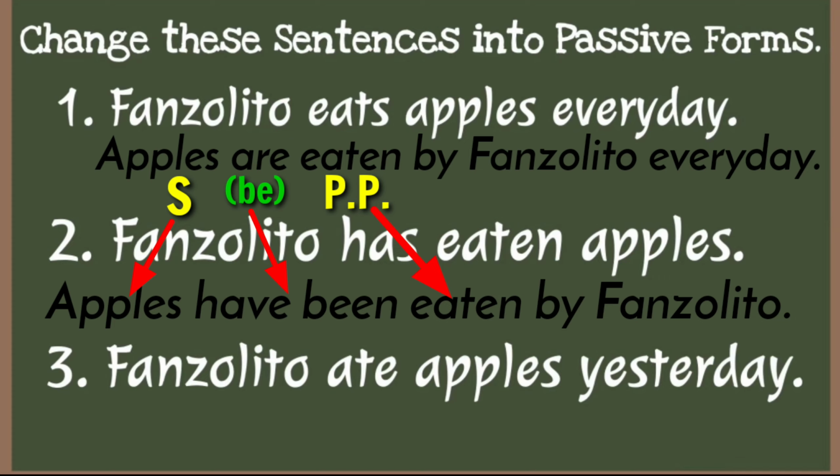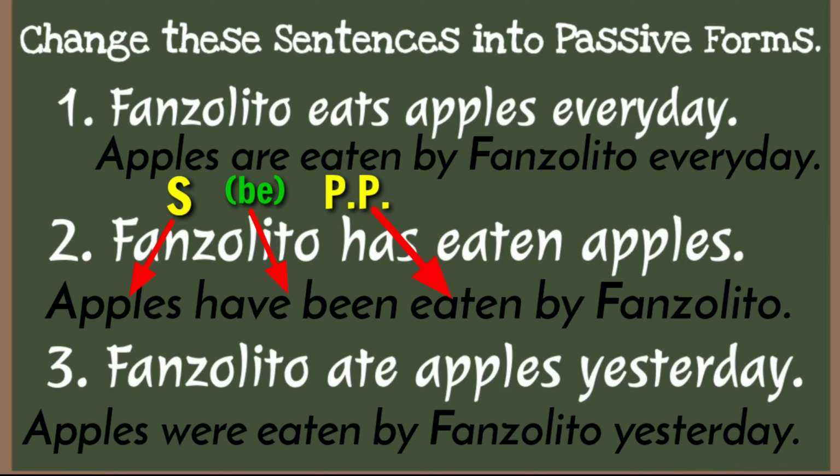All right, this time let's try number 3. What is the passive form? It's apples were eaten by Fanzolito yesterday. Can you see any difference between sentence number 2 and number 3? Yes, right. The be verbs are different. Sentence number 2 is have been, while sentence number 3 is were.